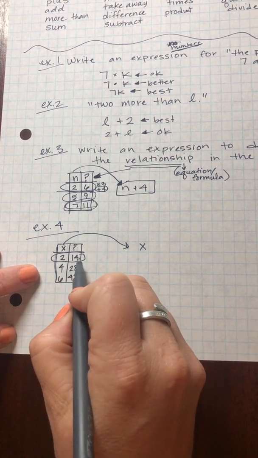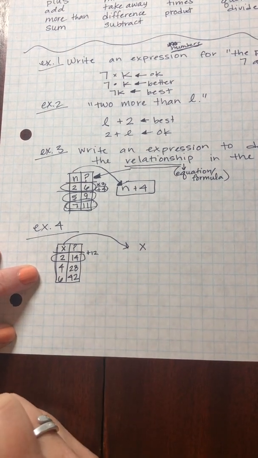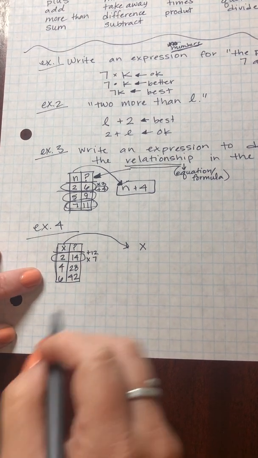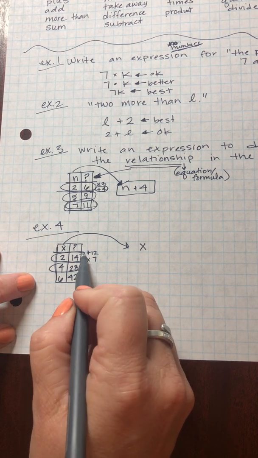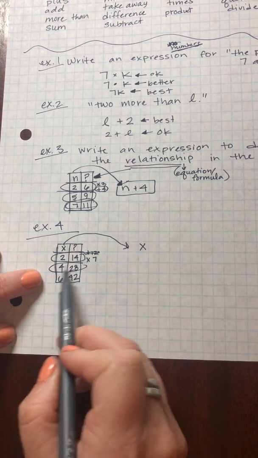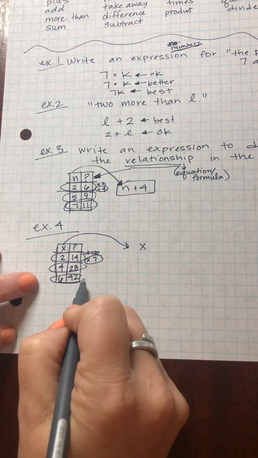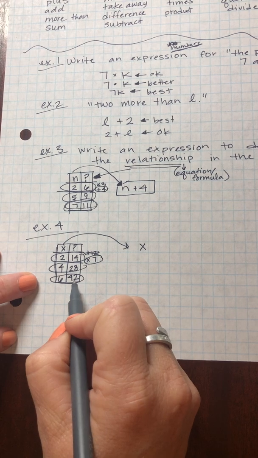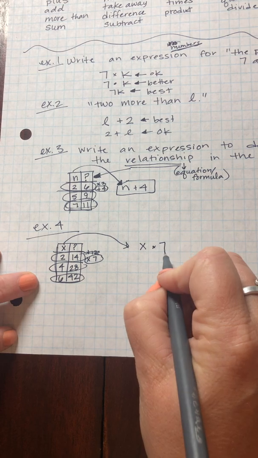So how can 2 turn into 14? Well, plus 12 is one way, and then times 7 is another way. So now I'm going to check it. 4 plus 12 is 16. So plus 12 is not correct. 4 times 7 is 28. So now I'm pretty sure it's times 7. So I'm going to check my last group of numbers. 6 times 7 is 42. So now I know the relationship is times 7.